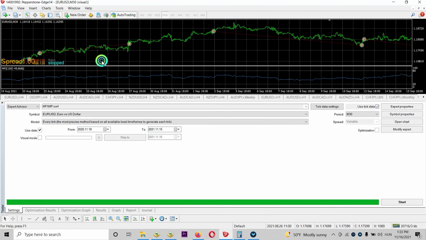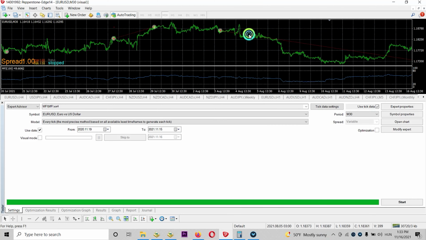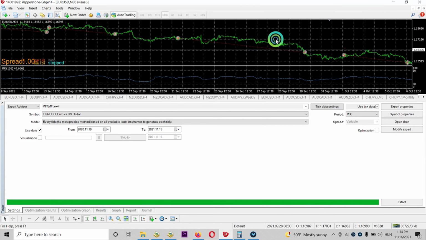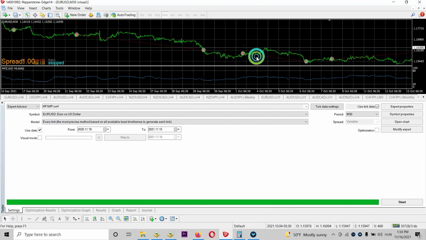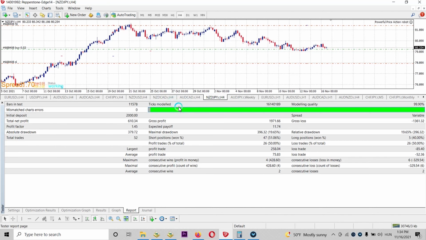So I ran the test, and there were really good trades. There were several 100 pip trades even. Now I show the tick data, statistics, and results. So let's see.